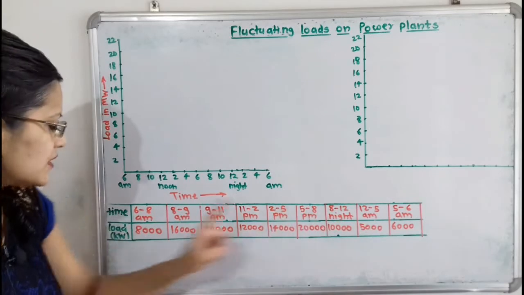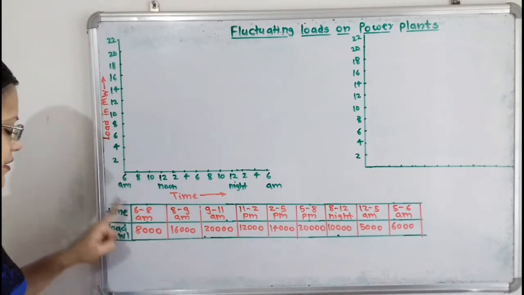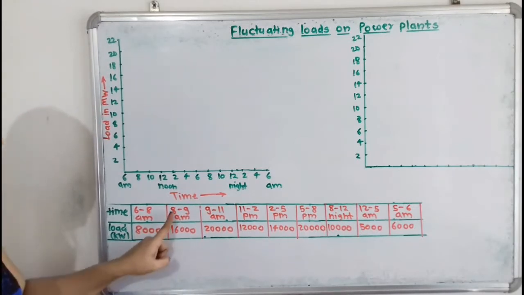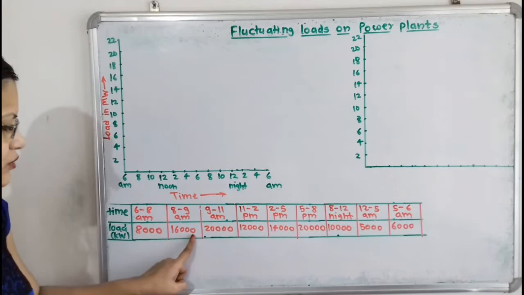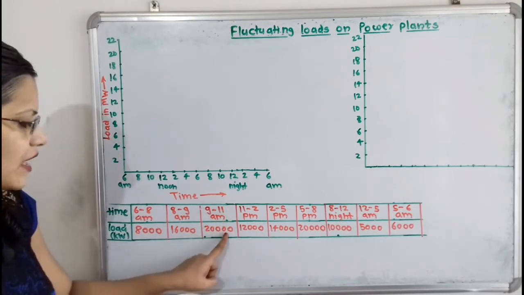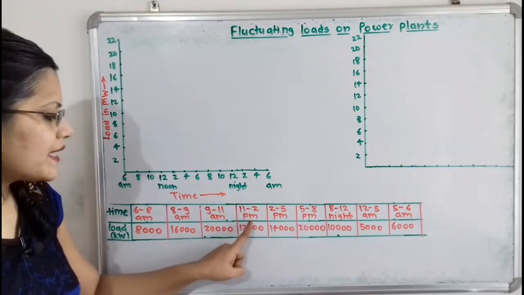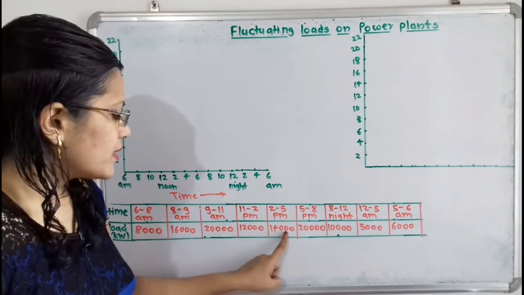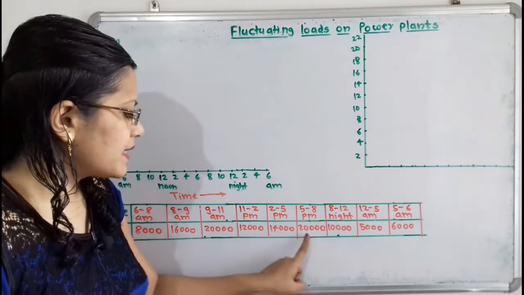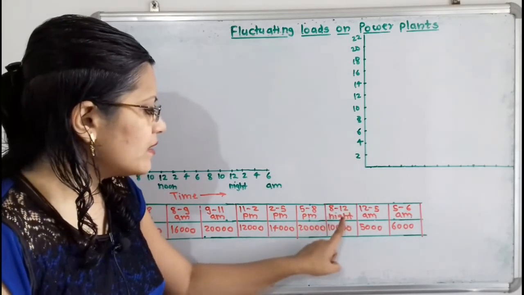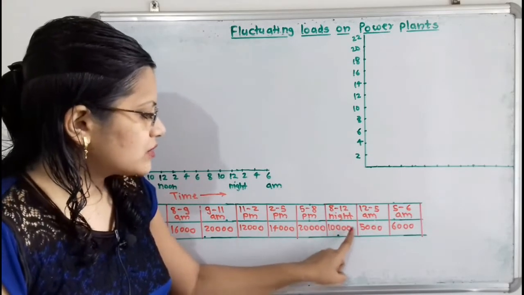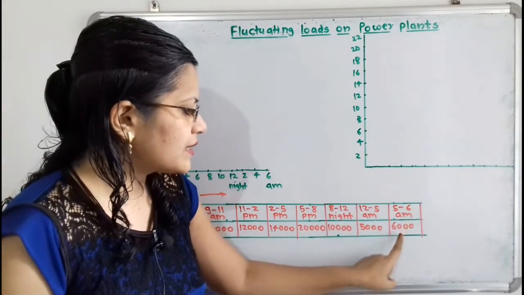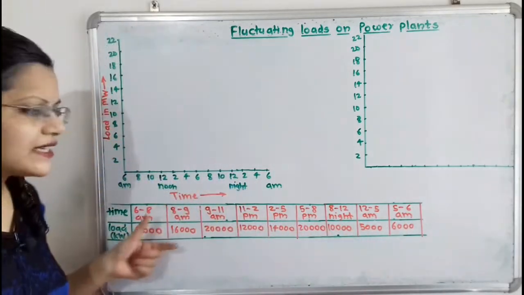If we observe this table, time is from 6 to 8 am and load is 8000 kilowatt. Then 8 to 9 am 16,000 kilowatt, 9 to 11 am 20,000 kilowatt, 11 to 2 pm 12,000 kilowatt, 2 to 5 pm 14,000 kilowatt, 5 to 8 pm 20,000 kilowatt, 8 to 12 at night 10,000 kilowatt, 12 to 5 am 5,000 kilowatt and 5 to 6 am 6,000 kilowatt. So this is the table given.